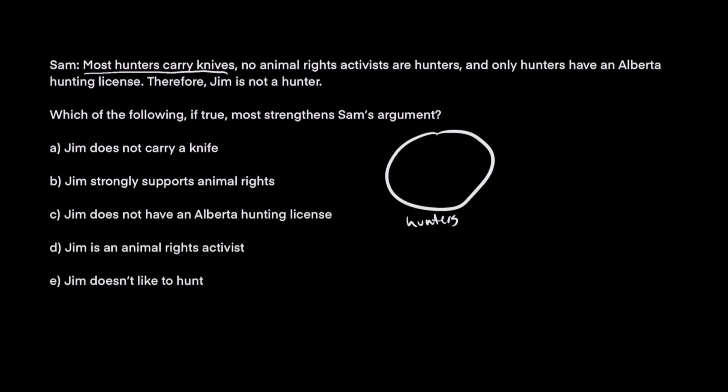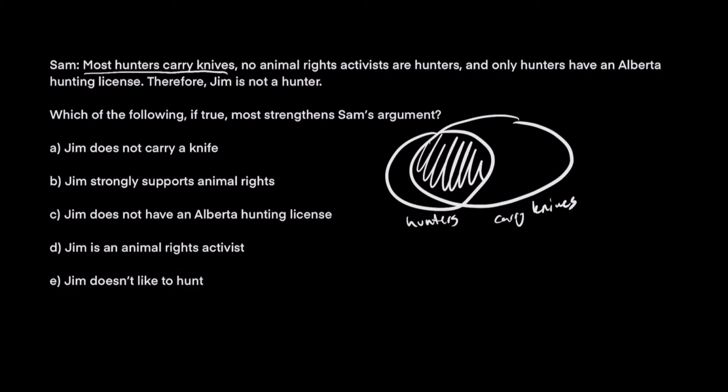Okay, so the next question. Most hunters carry knives. No animal rights activists are hunters, and only hunters have an Alberta hunting license. Therefore, Jim is not a hunter. Let's look at the first statement. Most hunters carry knives. Hunters, most of them carry knives. So a big portion of those hunters carry knives, right?